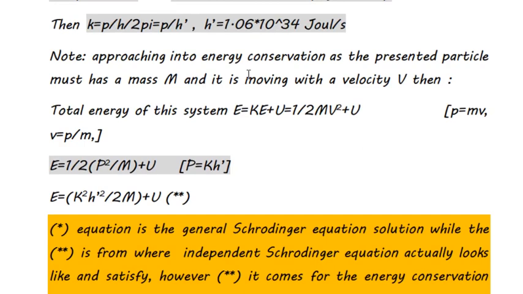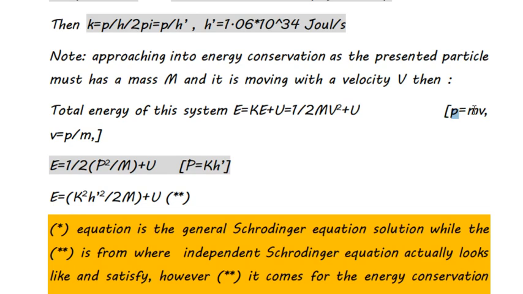Approaching energy conservation, the particle must have its own mass m, and it's moving with velocity v. So the total energy of this system, the moving particle, has to have kinetic energy and potential energy at the same time. So the kinetic energy, non-relativistic kinetic energy, is one half mass times velocity squared, plus the internal energy.